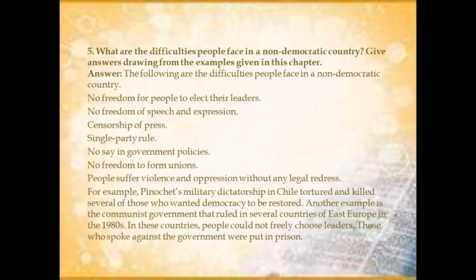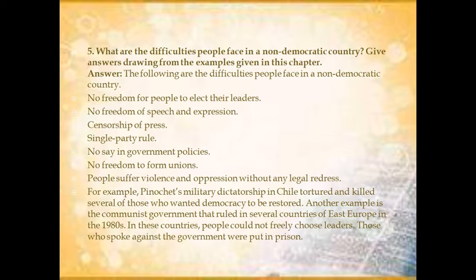Fifth question is, what are the difficulties people face in a non-democratic country? Give answer drawing from the examples given in this chapter. Answer: the following are the difficulties people face in a non-democratic country. That is, no freedom for people to elect their leaders, no freedom of speech and expression, censorship of the press, single party rule, no say in government policies, no freedom to form unions, people suffer violence and oppression without any legal redress.